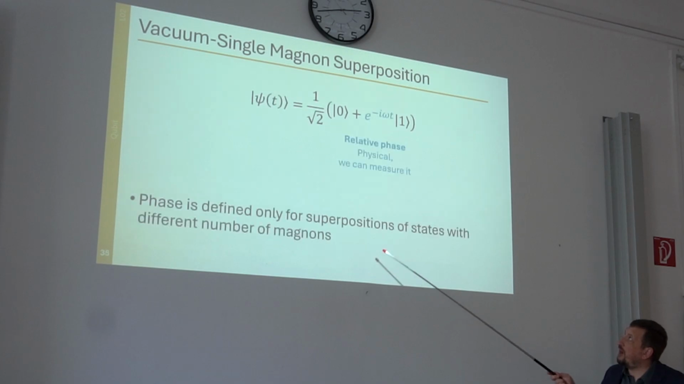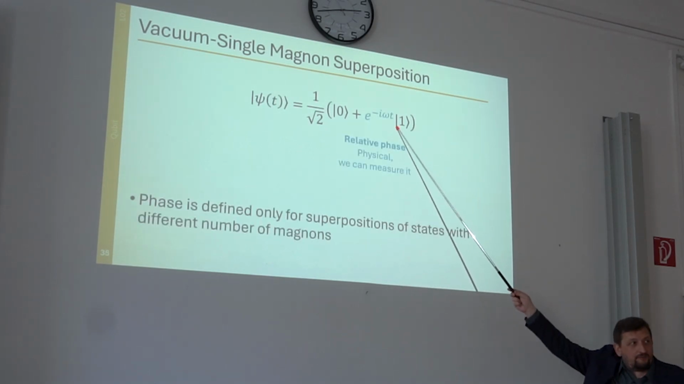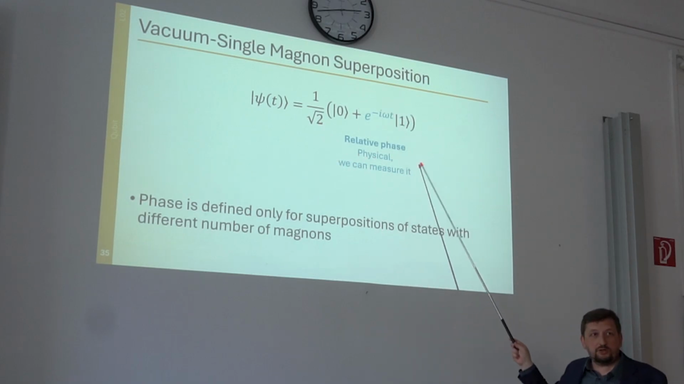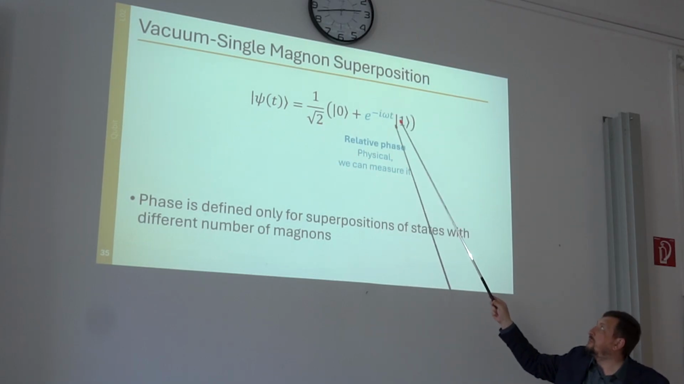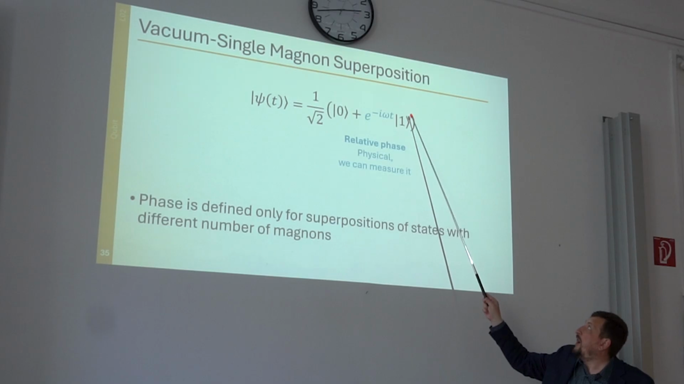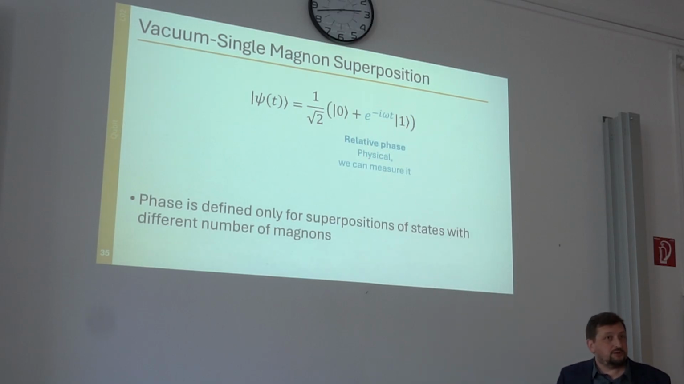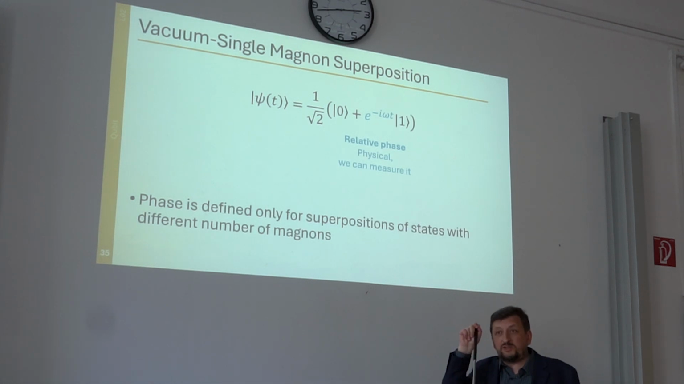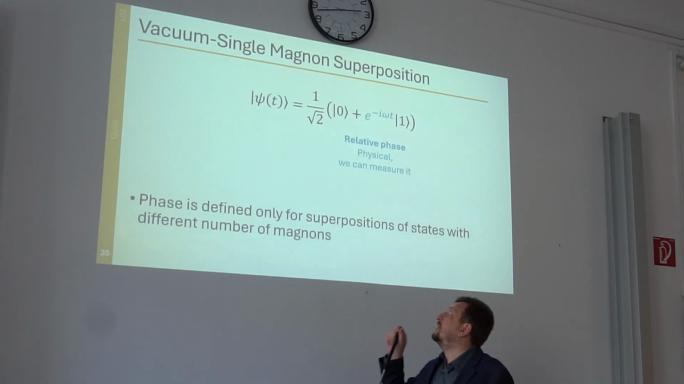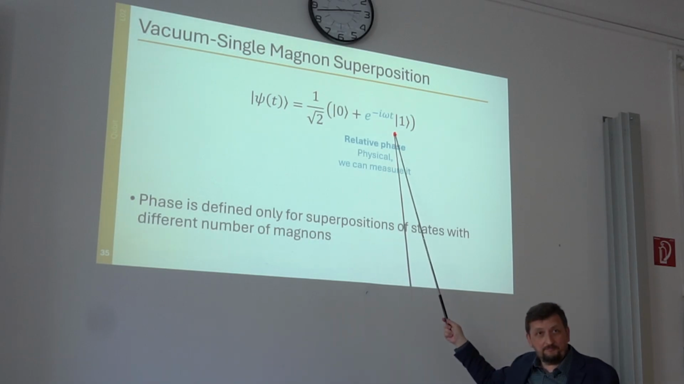Now, look at this phase. Now it is a relative phase. It's not the phase of the overall wave function. It's a phase that defines the relation between different components in the superposition. And this phase can be measured. What we see as the phase of spin waves in classical physics is exactly a phase like this.